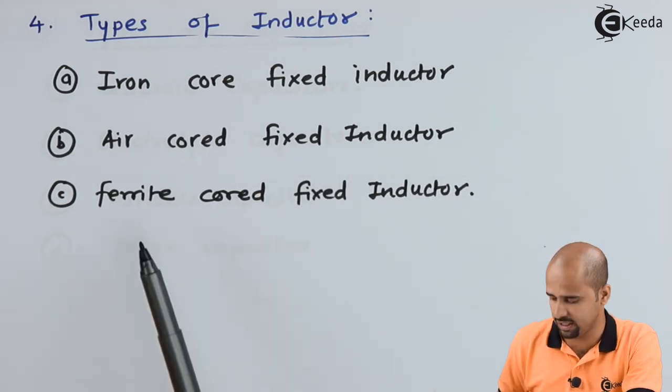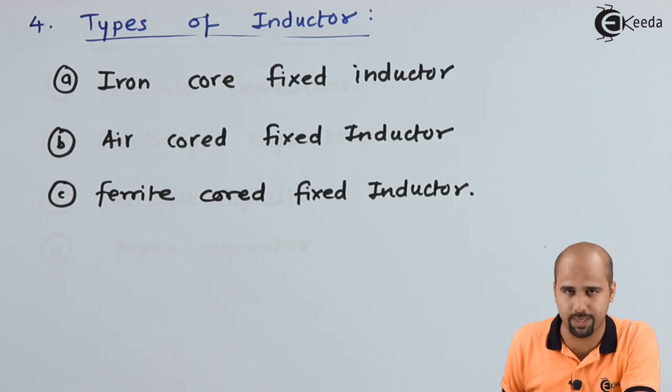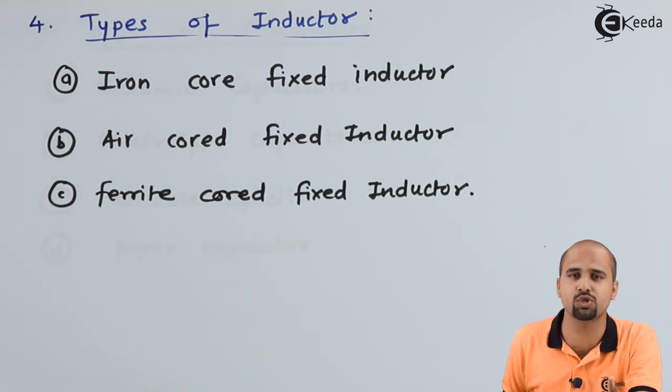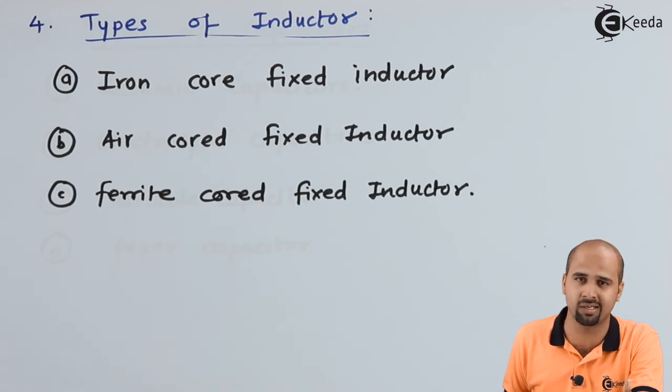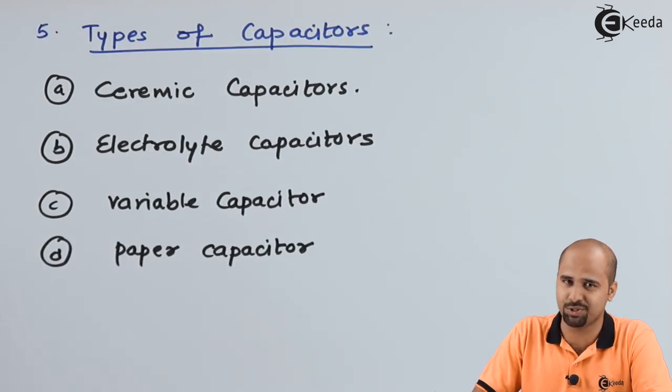And the third one is ferrite-cored fixed inductor. Now here, we are just changing the core type. Instead of iron core, we are using ferrite core. And this ferrite core gives you the magnetic property, which can be used to form different types of inductor as well. Now we'll learn the last part of this session, which is nothing but types of the capacitor.